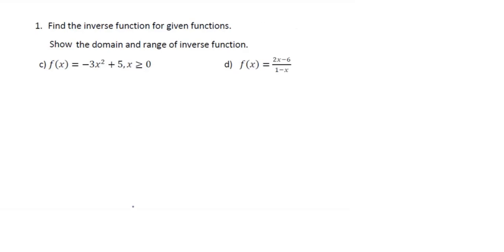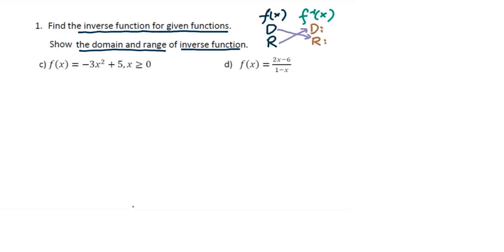Now let's do some practice. Find the inverse function for the given functions. Show the domain and the range of the inverse function. As we know, the domain and the range switch between the original function and the inverse function. So sometimes you have to figure out the domain or range of the original function to figure out the domain and the range of the inverse function.